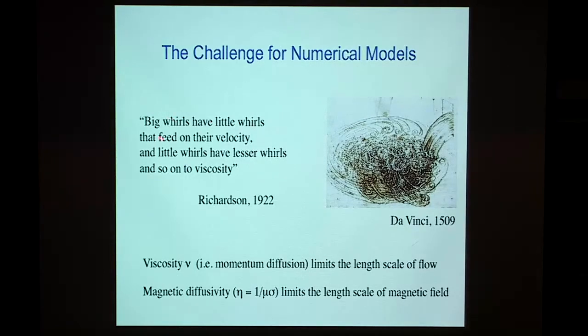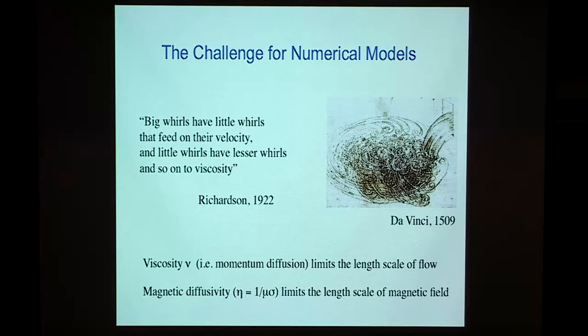That big worlds have little worlds that feed on their velocity, little worlds have lesser worlds, and so on to viscosity. The idea is that in classical turbulence, you have this cascade of energy down to smaller and smaller scales, and then eventually those scales see the viscosity, and that's what terminates or sets the limit of the small scales in the flows. Even Leonardo da Vinci, in this 1590 picture of water flowing, had the basic ideas. You see these large circulations feeding littler circulations, and so on down. Viscosity you can think of as being a momentum diffusion, really, and that's ultimately what sets the length scales in these flows.